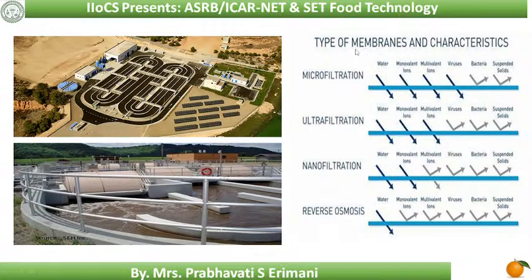Okay, so here you can see the types of membrane and their characteristics, as we already understood. Just see the picture: for microfiltration, what will be passing through and what will be retained. In the case of ultrafiltration and nanofiltration also, what will be retained and what will be passing through the membrane. In reverse osmosis, only water passes, everything else will be retained. So we will get only water by means of reverse osmosis. These are also the pre-treatment for reverse osmosis that we can mention.